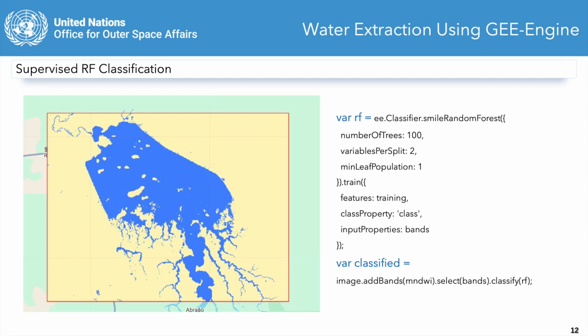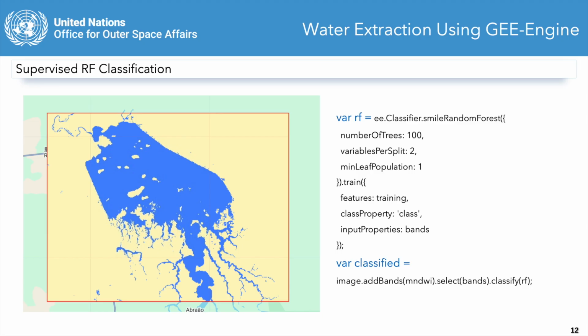The fourth step is supervised classification using random forest. Random forest is a widely used machine learning algorithm in remote sensing. It is robust, relatively easy to use, and performs well with multi-band and multi-feature data. In this example, the classifier is trained using the labeled samples and then applied to the image.